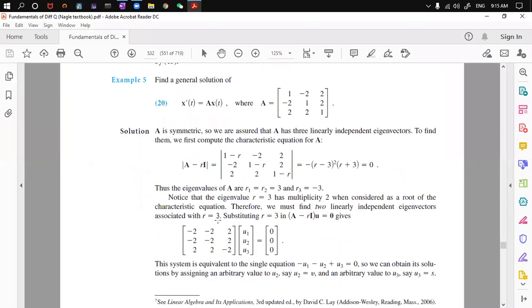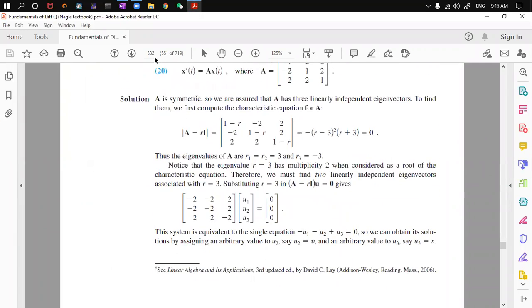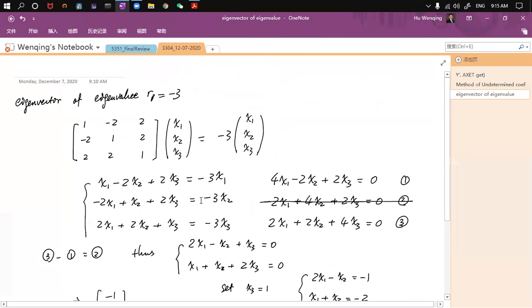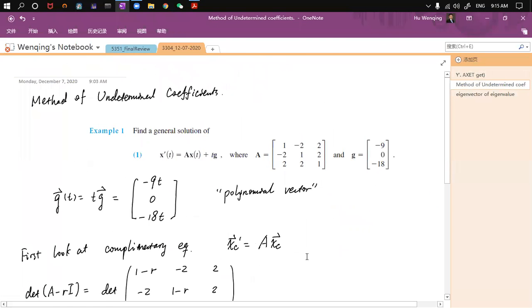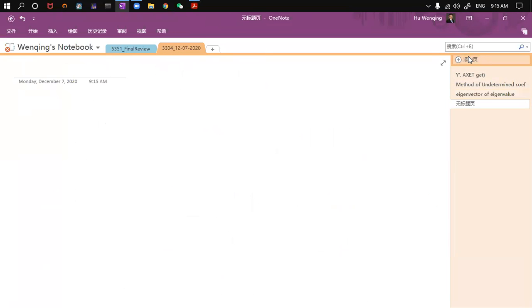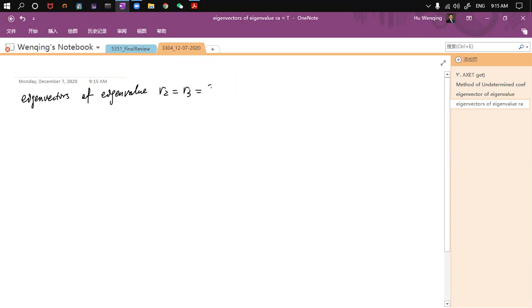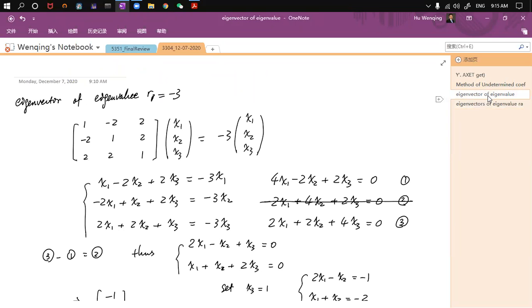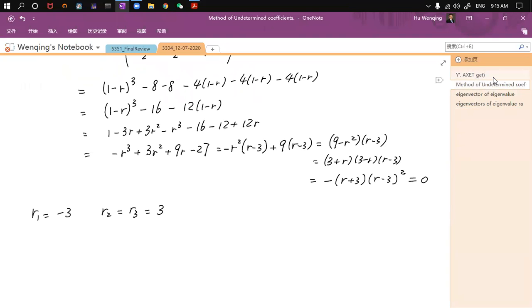Now we want to find the other 2 eigenvectors. But you can see that the eigenvalues don't have 3 different values. The other 2 eigenvalues are the same, so you must find 2 vectors corresponding to them. So that's how we're going to find the eigenvectors of the eigenvalue. Okay, so eigenvalue λ2 is equal to λ3 is equal to 3, right? So that's the second and third eigenvalue.